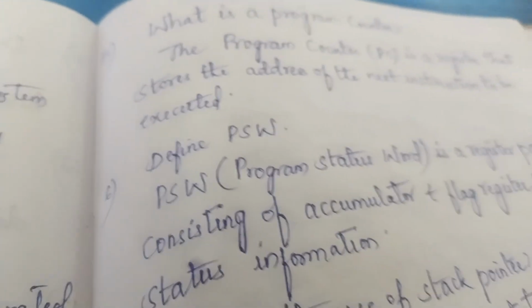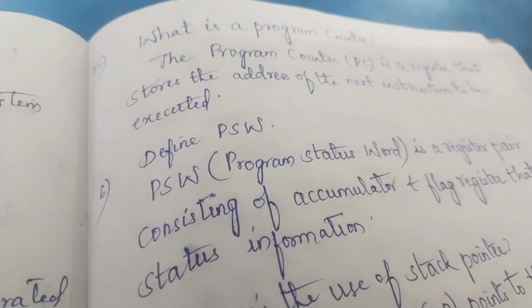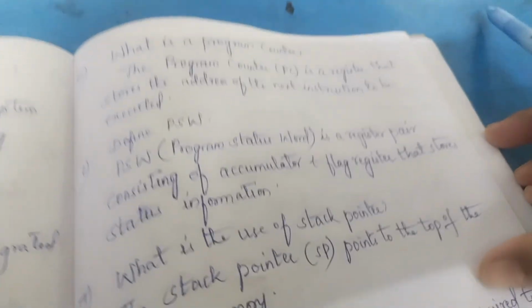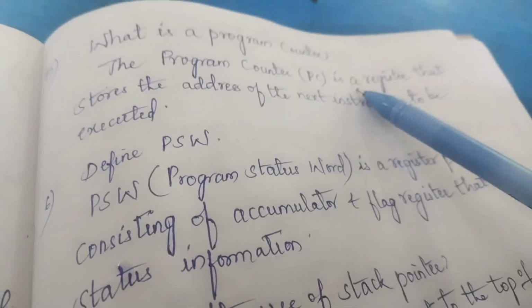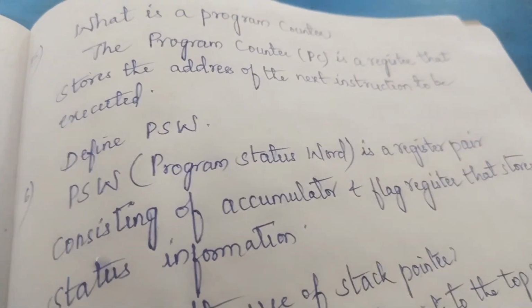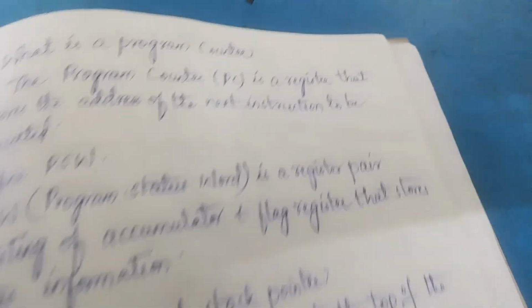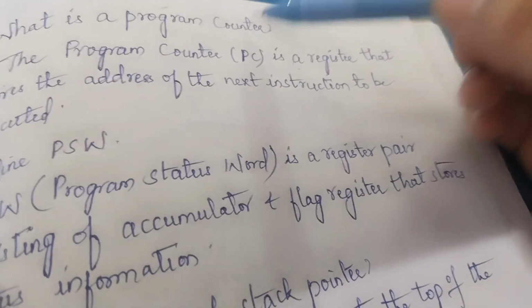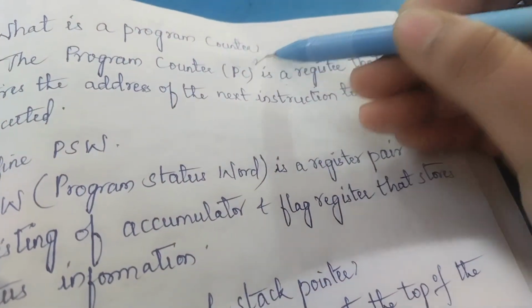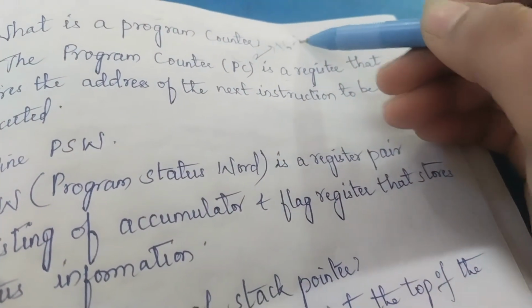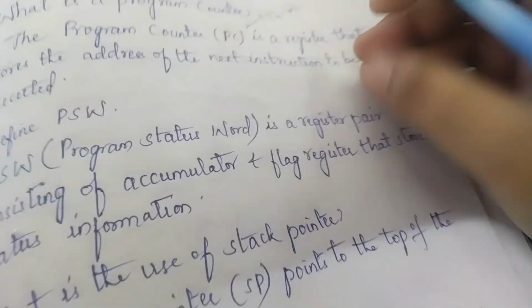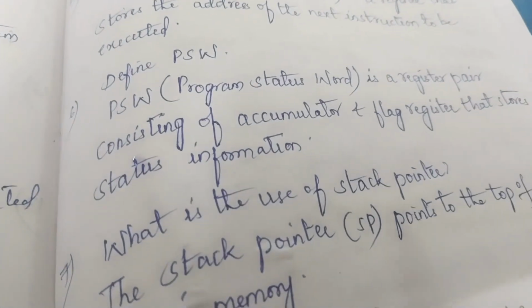And the next question is what is program counter? The program counter is a register that stores the address of the next instruction to be executed. The length of program counter is 16 bits.